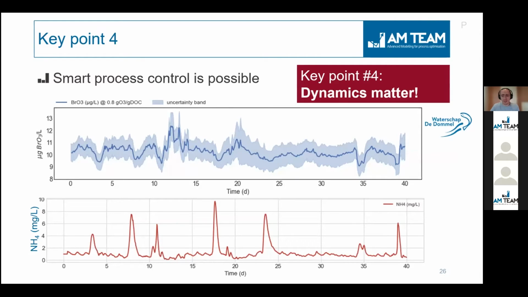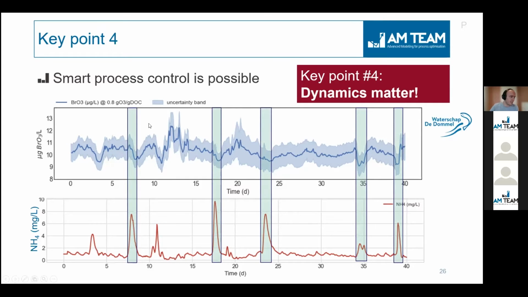Water matrix, again, very important. What you see here is a graph simulated by our model of the bromate formation in a time series of 40 days. You see a lot of dynamics. So you have higher peaks, you have lower values of bromate. And if we look at, for example, the input parameter ammonia that we also take into account in our model, we can see there's a direct link.